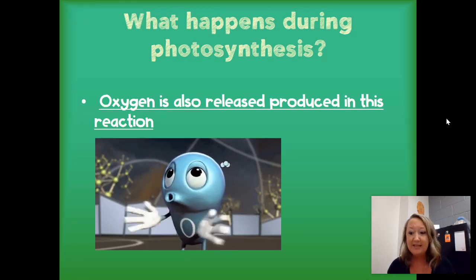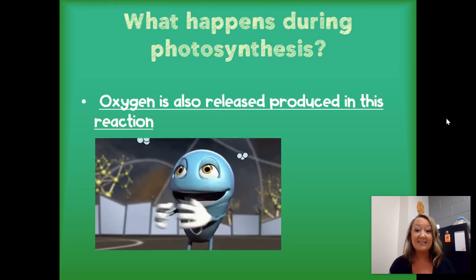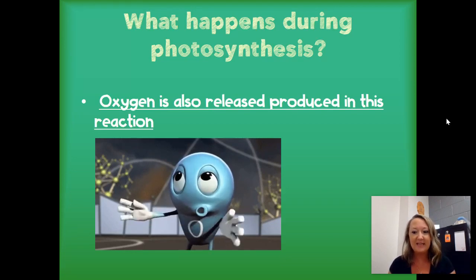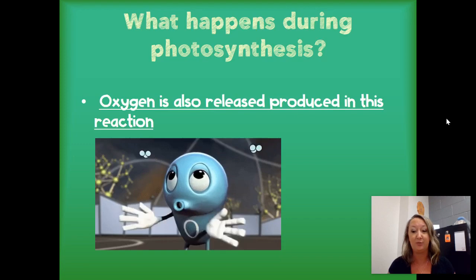Oxygen gets released in this process, and oxygen is good for us, and it's also needed by the plant. So the plant is actually producing all the things it needs to go through cellular respiration as well. And we're going to talk more about cellular respiration tomorrow.